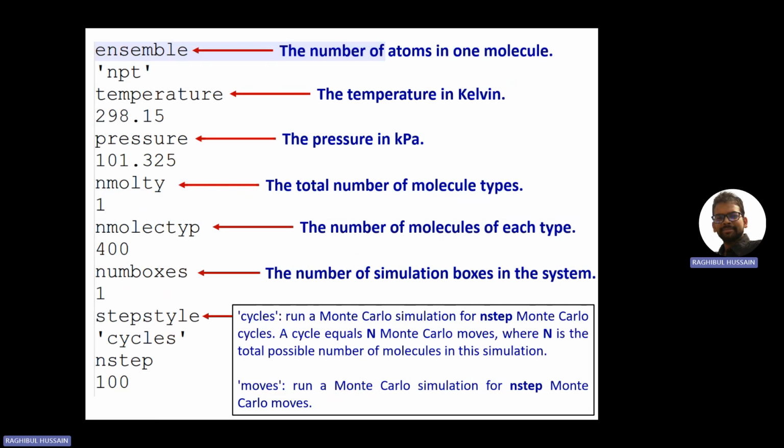See, what you can do is go to the Towhee folder. In the Towhee folder, there is one folder with the name examples. Go to the examples folder inside Towhee. Then inside that, go to the isobaric isothermal ensemble folder. Isobaric isothermal ensemble means NPT. So go inside this folder. Use only the terminal.